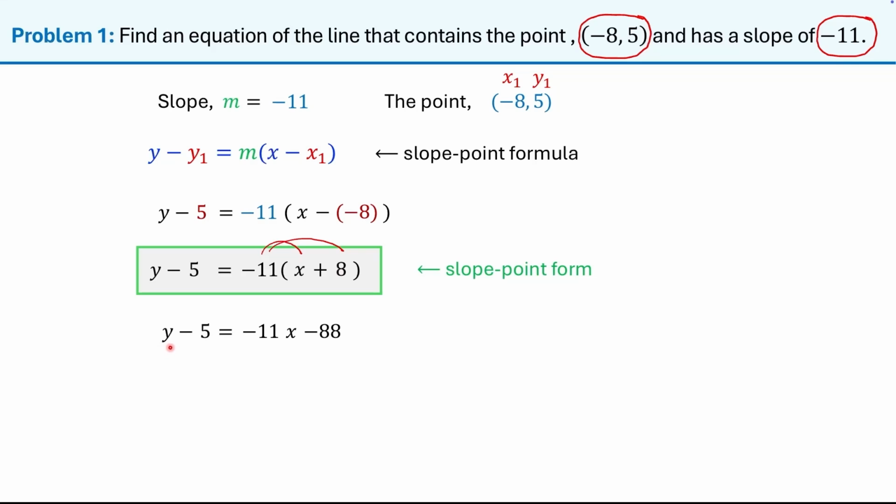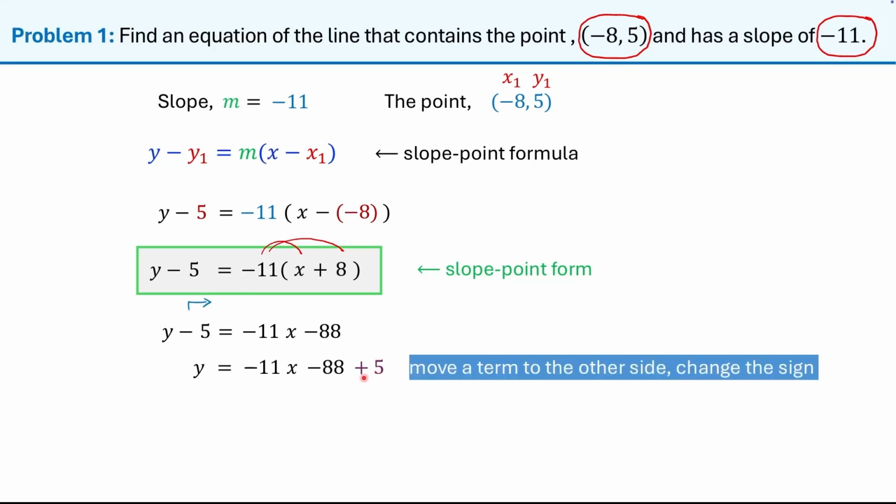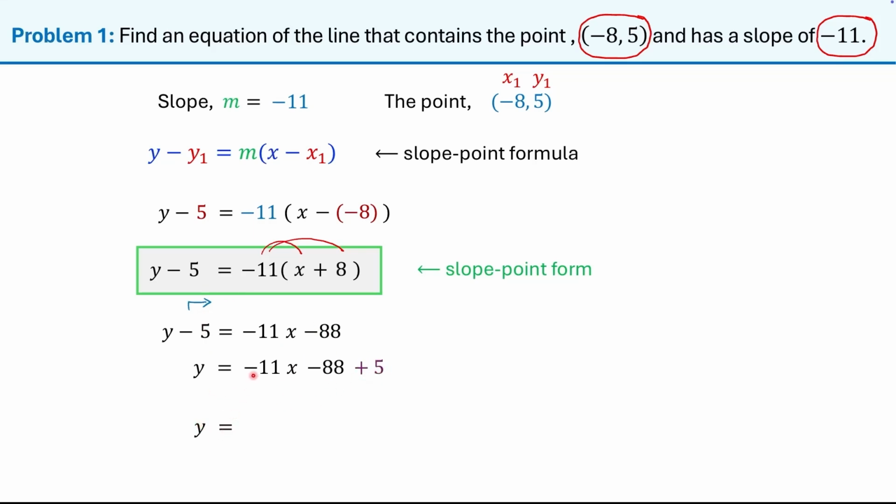Next, isolate y by moving the -5 to the right-hand side. You get y is equal to -11x minus 88. You are moving a -5, so you need to add +5 on the other side. Now simplify. y is equal to -11x, -88 plus 5 is -83. This equation is in slope-intercept form.